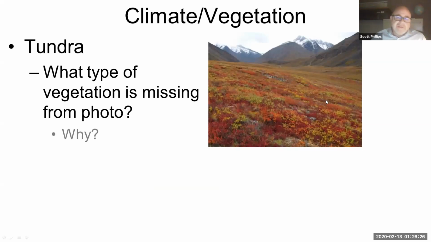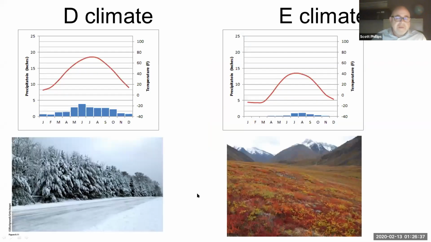So what's missing? What vegetation is missing from here? Well, it's trees. Tundra are treeless because it's not warm enough in the summertime to promote tree growth. So if we look at our previous D climate, it was really cold in the winter, but it was fairly warm in the summer. But E climates are not warm enough in the summertime. So around 50 degrees is the temperature you need in the summer for trees to grow, and tundra don't reach that. And that's why they don't have trees.